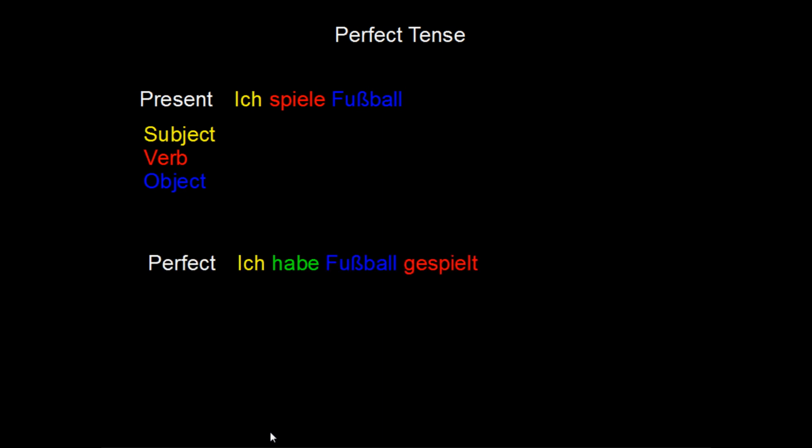Now the perfect tense is made up of 4 things. A subject, just like the present, but it has an auxiliary verb. We'll explain that later, but in this case it's habe. It also has an object and a past participle, which we'll explain each of these on their own. So if you're getting confused at the moment, don't worry, we'll take it step by step.